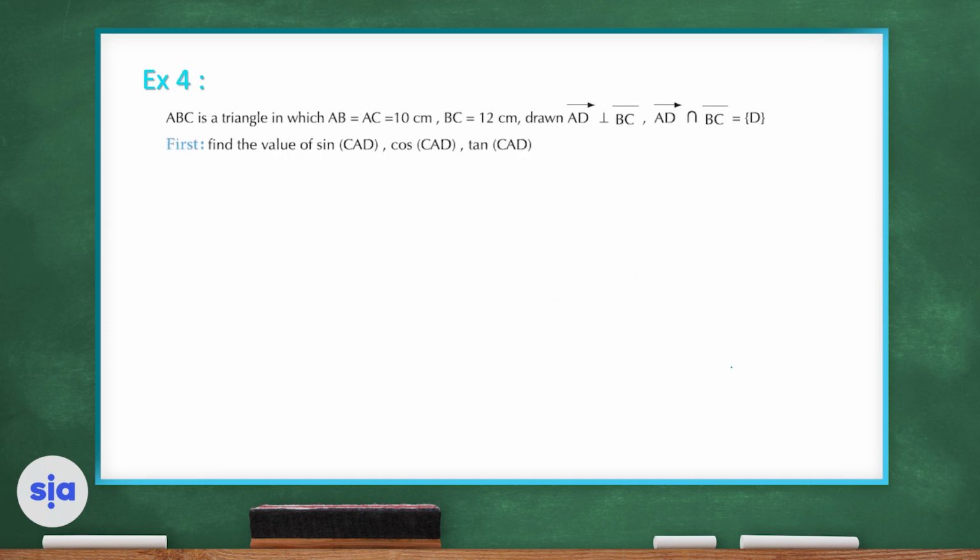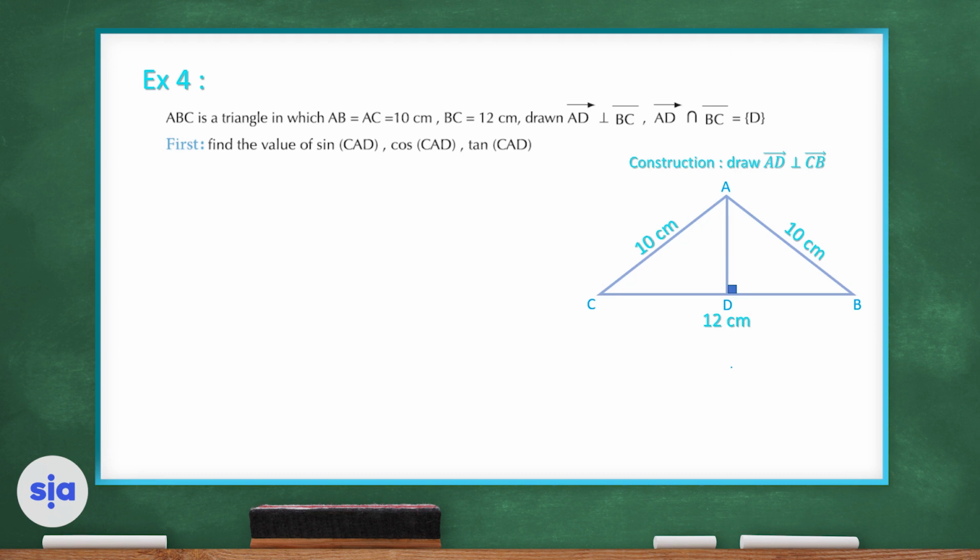Let's now move to example 4. ABC is a triangle in which AB is equal to AC is equal to 10 centimeters, where BC is equal to 12 centimeters. So here's the triangle, where it is an isosceles triangle that AC is equal to AB. Drawn that AD is perpendicular to BC, where AD intersects BC at point D. The question wants us here to find the value of sine angle CAD, cosine angle CAD, and tan angle CAD.